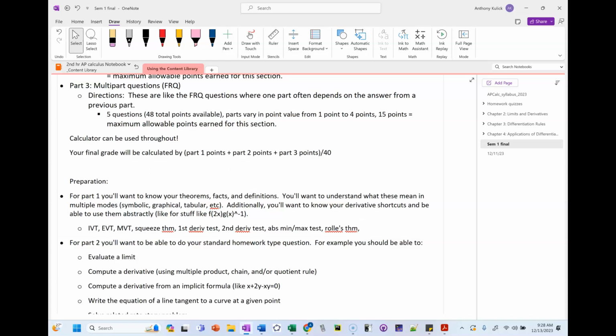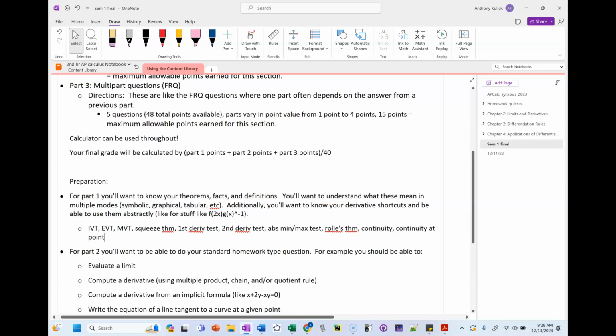Definitely for definition wise, you need continuity at a point. Differentiability, well, I guess we should have the limit definition of a derivative.